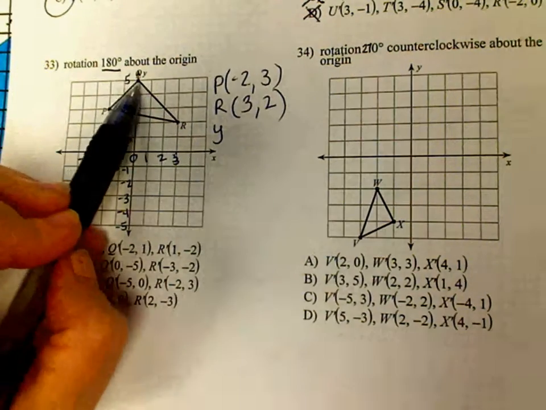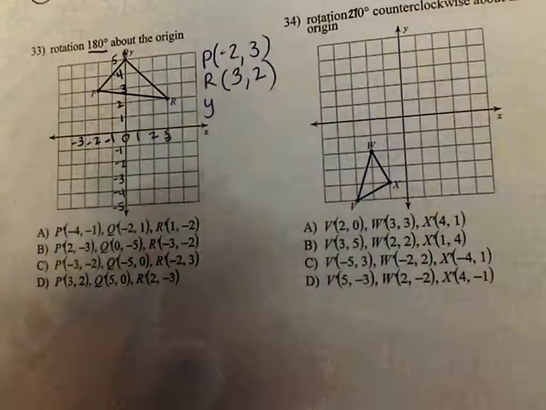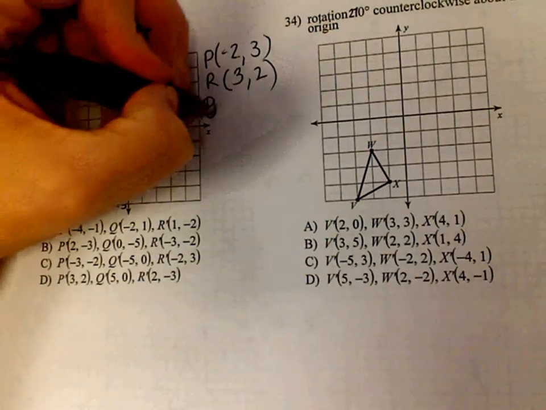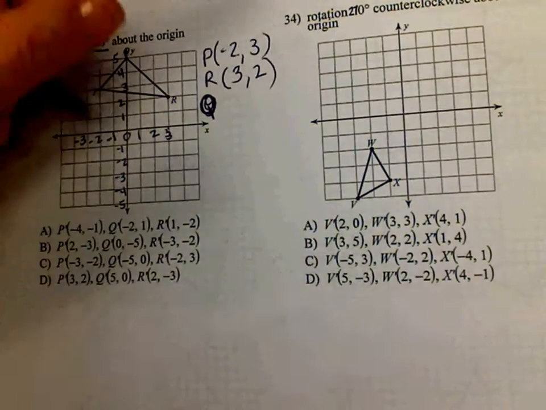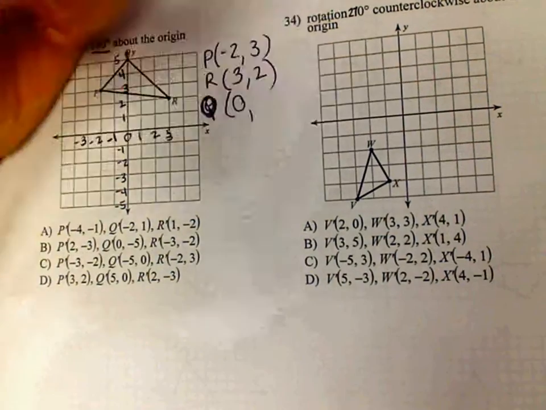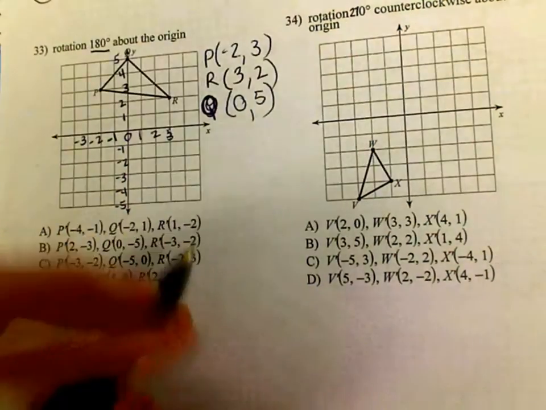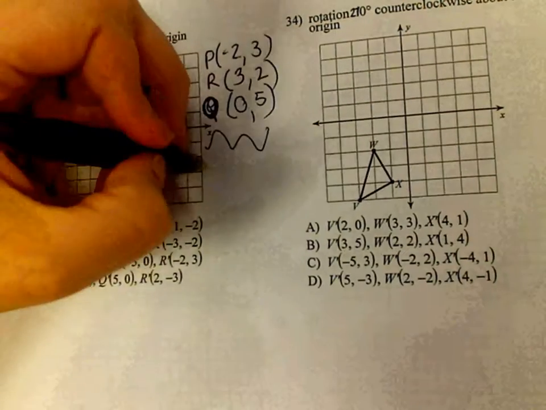Q, was that a Q or? Oh, guys, I think that's actually a Q. Yep, it's definitely a Q. Q is 0 on the x, 5 on the y. Okay, 180-degree rotation, both signs change. They do not swap places.